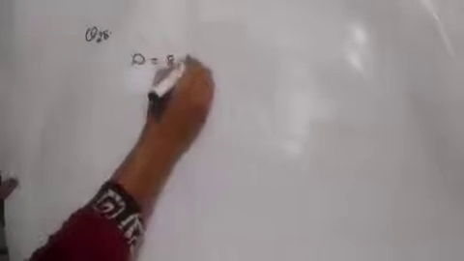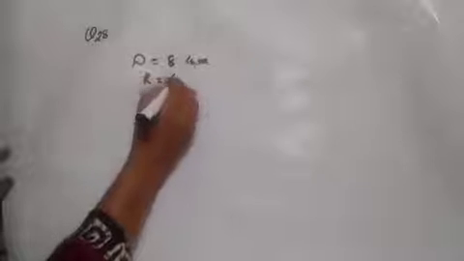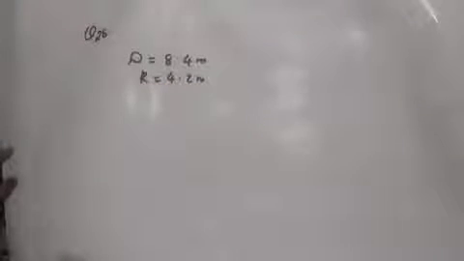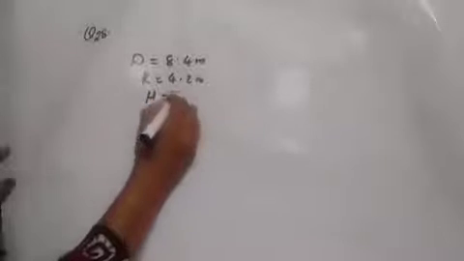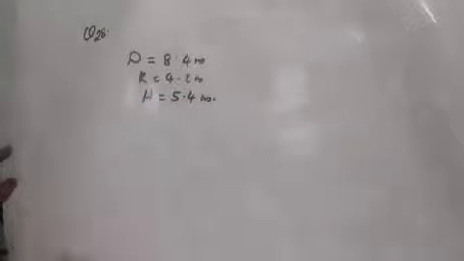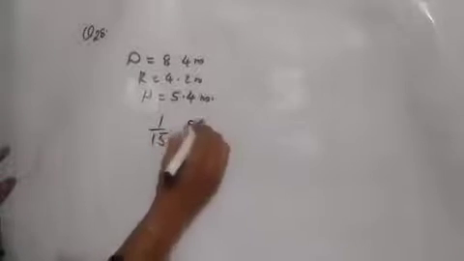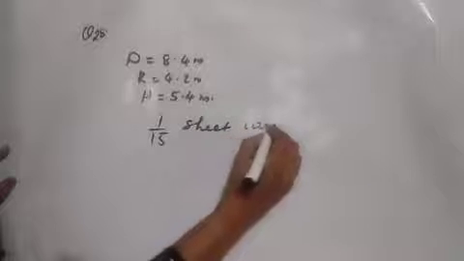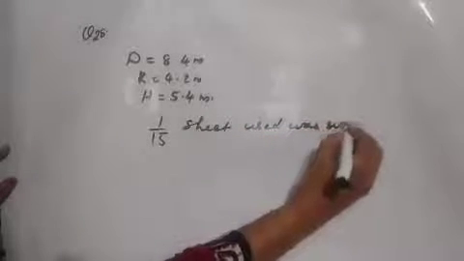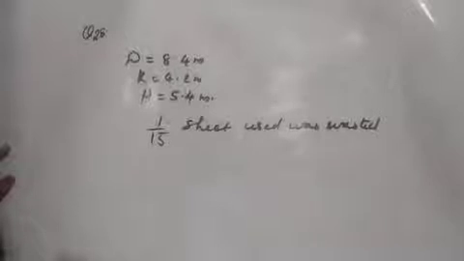A closed cylindrical tank made of thin iron sheet has diameter 8.4 meter. So we can write the radius is 4.2 meters, half of it, and the height 5.4 meters. How much metal sheet, to the nearest meter square, is used in making this tank, if 1/15 of the sheet actually used was wasted in making the tank? How can we solve this problem?